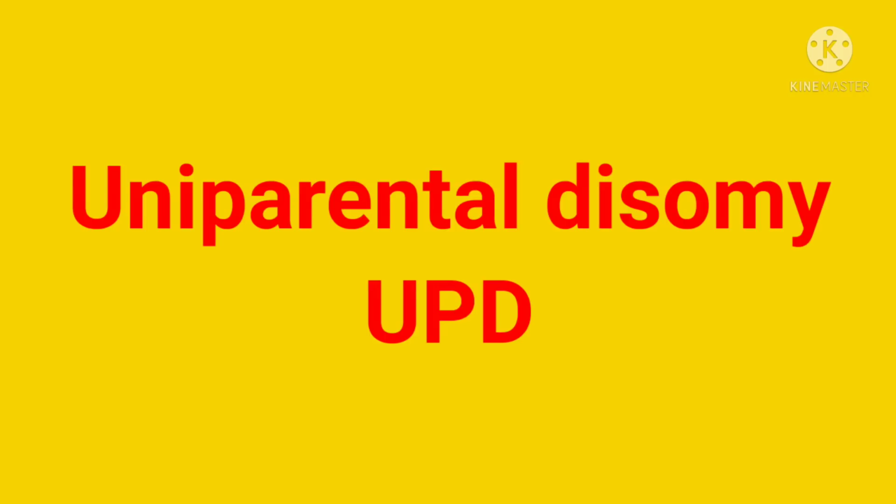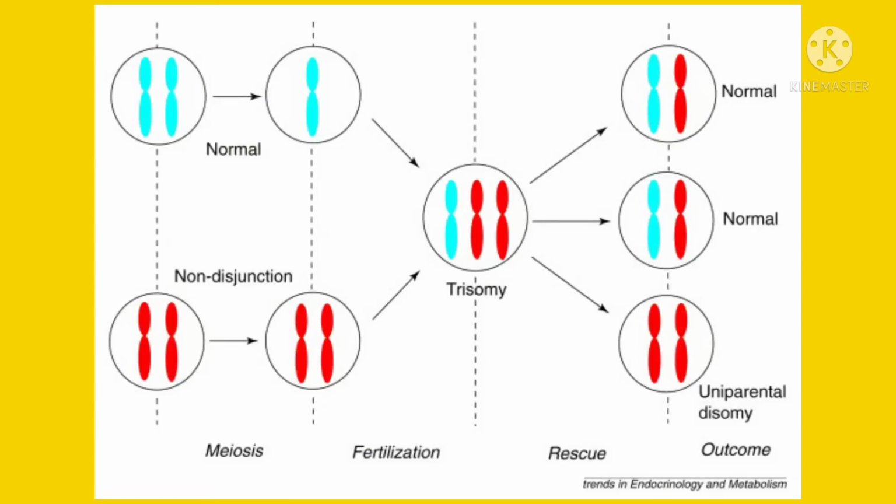Friends, now I will discuss the concept of uniparental disomy, and this concept is very much related to genetic imprinting. Uniparental disomy, in short sometimes known as UPD, occurs when a person receives two copies of a chromosome, or part of a chromosome, from one parent and no copies from the other parent.